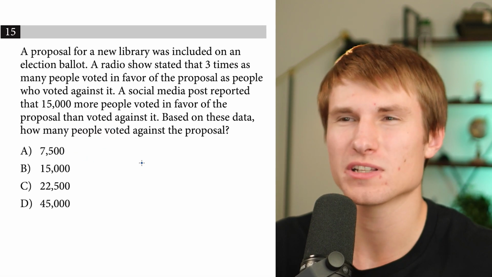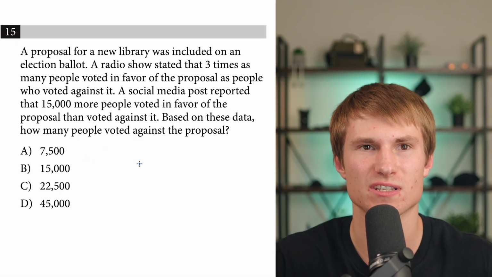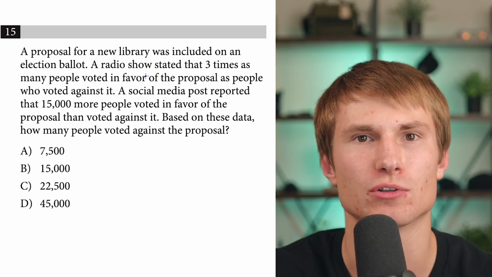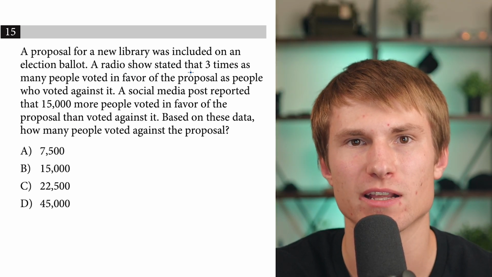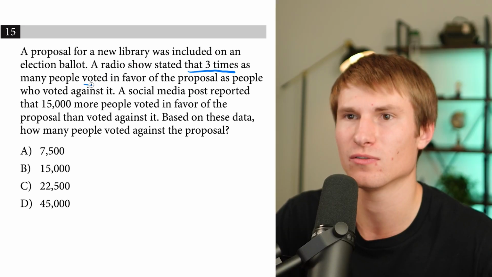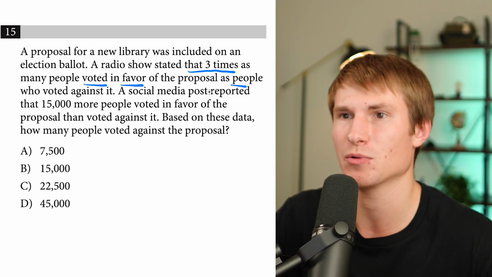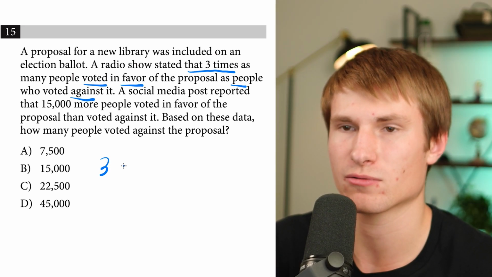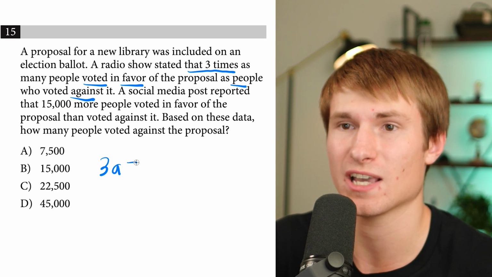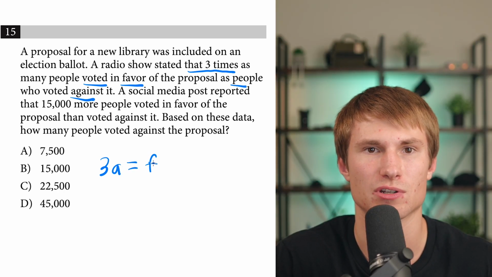Here's how to quickly solve this SAT math question that deals with proportions and differences. Question 15 states a proposal for a new library was included on an election ballot. A radio show stated that 3 times as many people voted in favor of the proposal as people who voted against it. So we have 3 times the number that voted against it, which I'll represent as an A, is equal to the number who voted in favor of it.